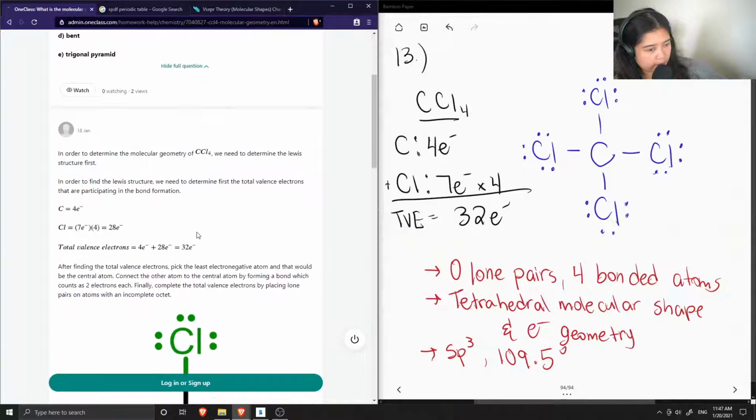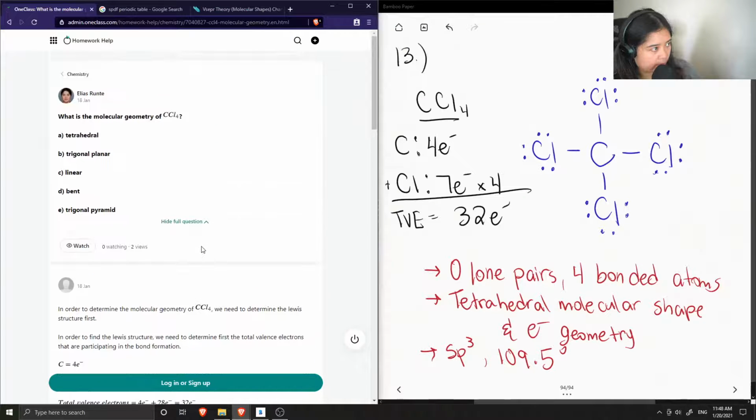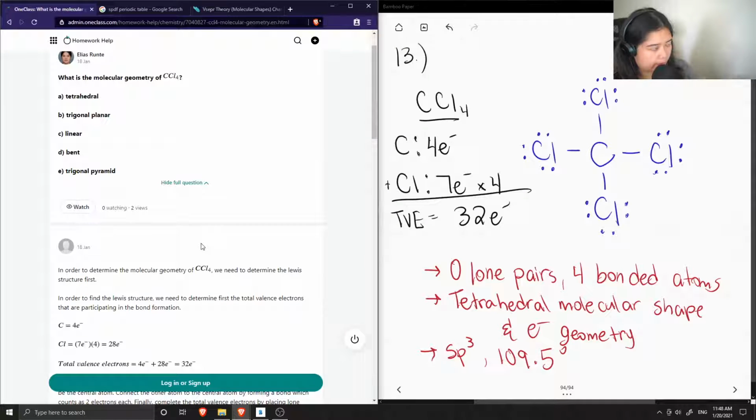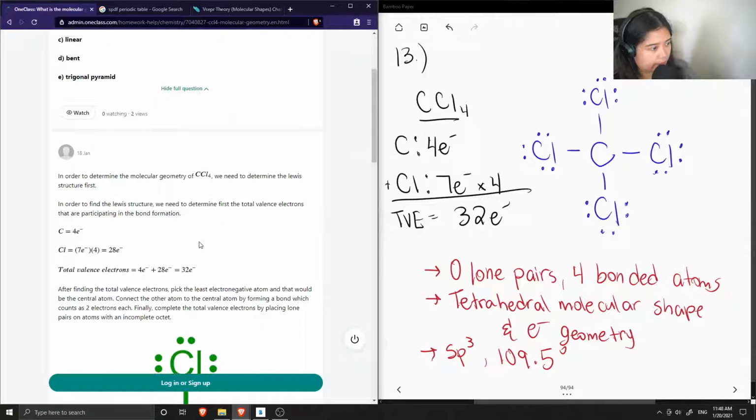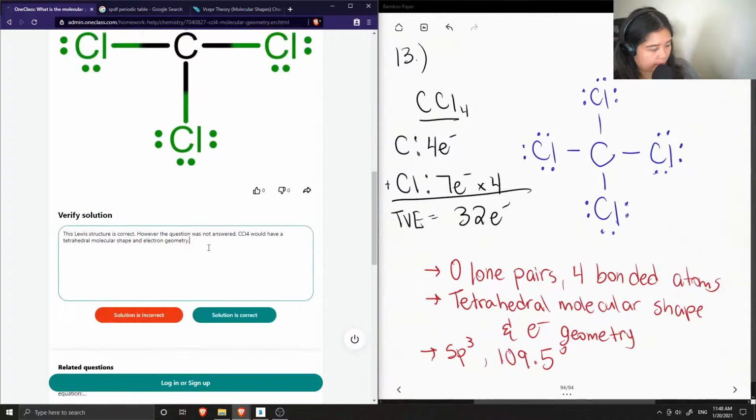Okay, so the junior tutor said 32, and they have the correct Lewis structure, but they didn't say which one of these is the molecular geometry, which should be tetrahedral. So this Lewis structure is correct. Okay, so therefore option A.